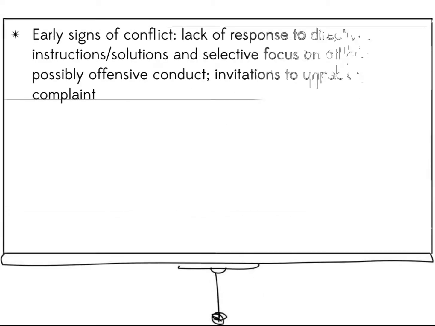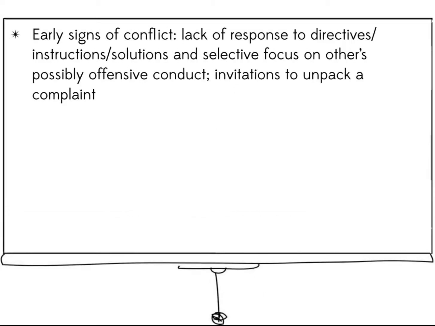So evidence from this research so far is that there are early signs of conflicts, and they work through a number of cases. For example, when someone does not initially respond and therefore resists criticism, directives, instructions, and they rather focus on a complaint. This is what happened in those cases.